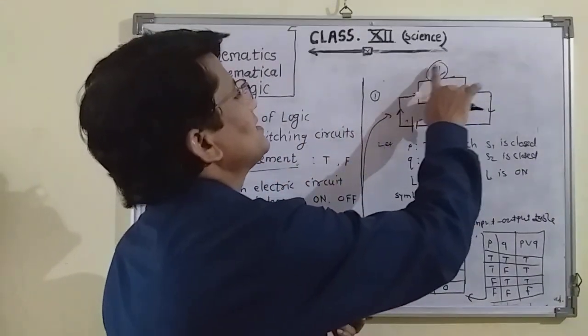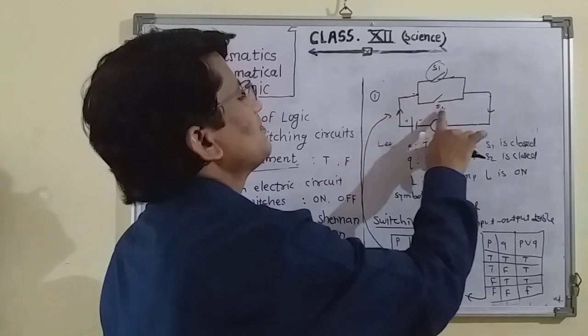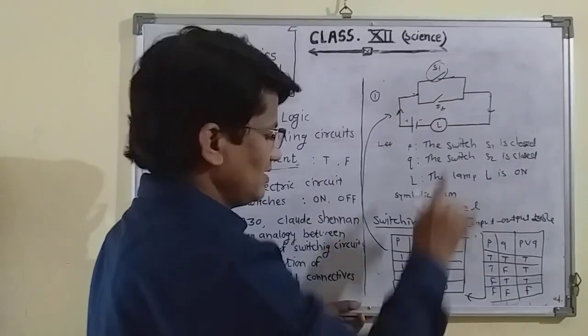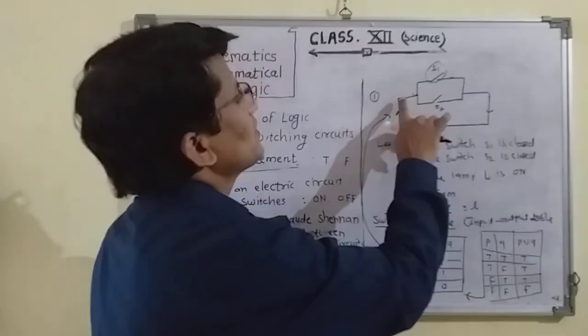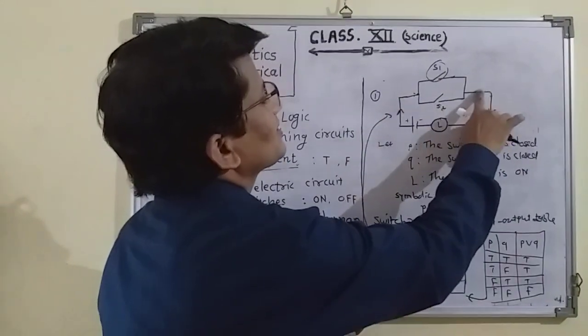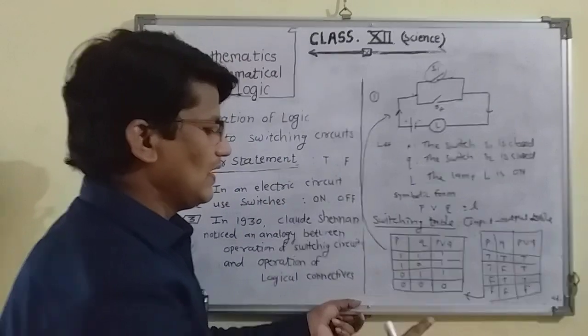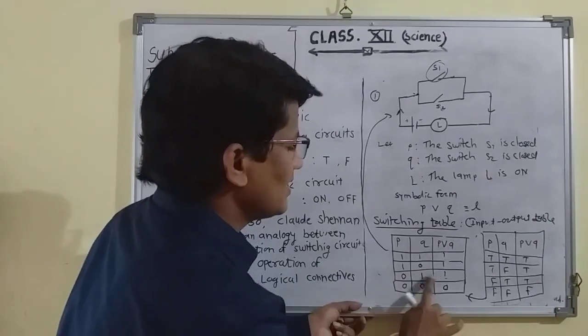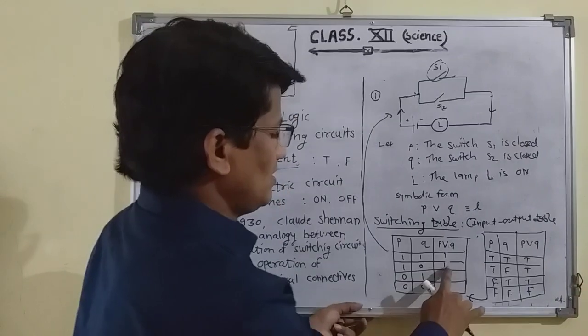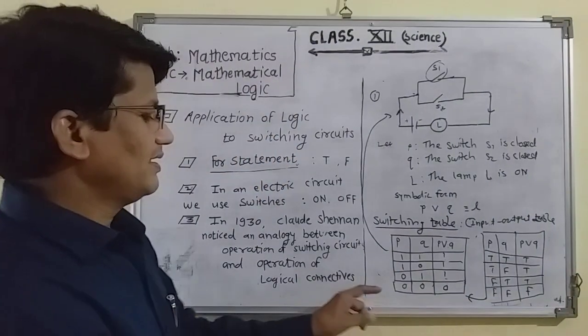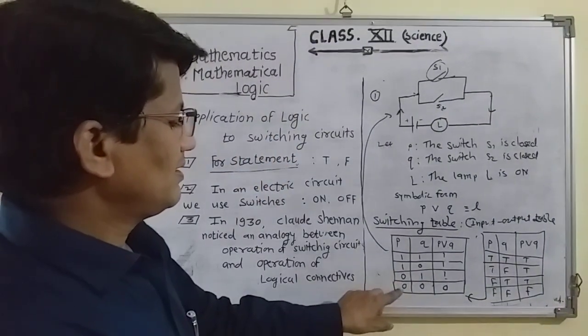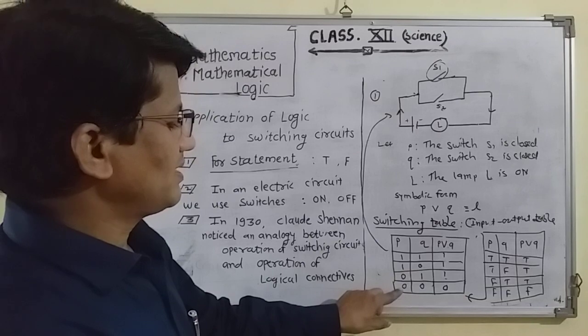And if this is totally open, this is other possibility. S1, S2 is closed. Here it is, means what? Current will pass through like this and lamp will be on. So 0, 1, answer is 1.